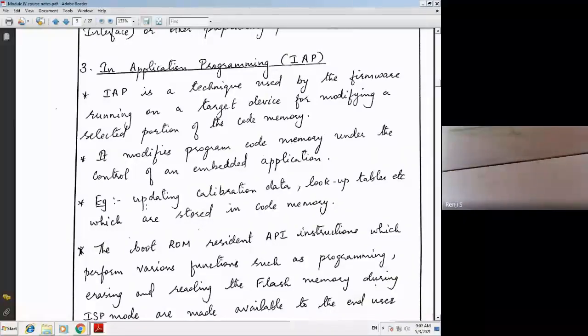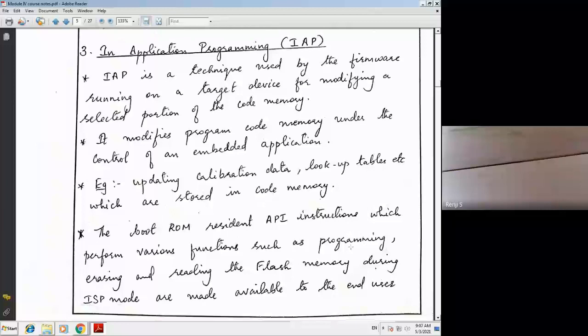So while the embedded system is in the application mode, that is, once it is delivered to the end user, the user can change certain parts of the code, and certain privileges are given to the end user to change certain parts of the code memory. They cannot change the entire code, but they can set certain values inside the code memory, and that is known as in-application programming. So it is a technique used by the firmware running on a target device for modifying selected portions of the code memory, under the control of an application.